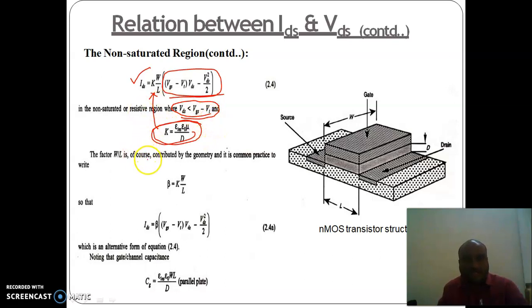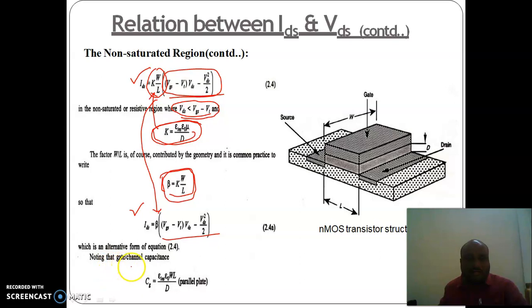Still we can write it in another form by replacing K into W by L, which is again a constant, with beta, where IDS can be written as beta, followed by the remaining term as it is.